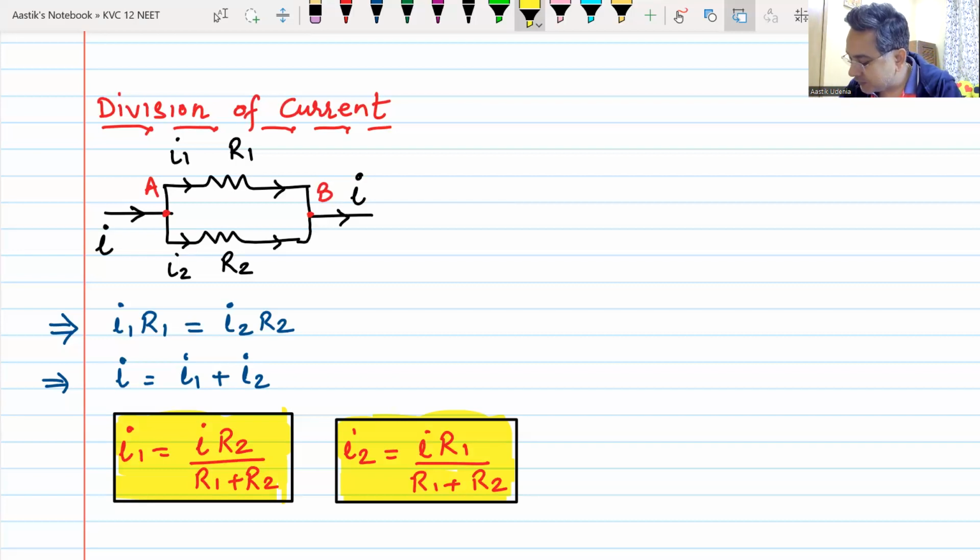A 6 amp current is going into this branch. This resistance is 2 ohm. This resistance is 4 ohm. If I call this current I1 and if I call this current I2, can you tell me what is the value of I1 and I2?